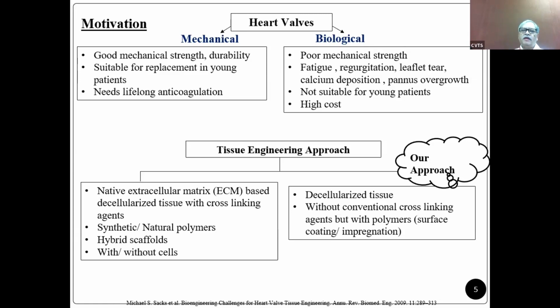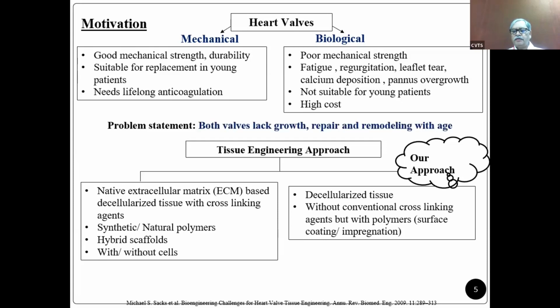So we thought that we can have a tissue engineering approach. This is our approach. Basically we need a three-layer structure. So we get native extracellular matrix, which is ECM-based decellularized tissue with cross-linking agents. Cross-linking is very important because it gives stability to the tissues. We can use cross-linking agents on synthetic and natural polymers. We can imbibe, impregnate basically, and make hybrid scaffolds with and without cells. Both we can make. We have used mesenchymal stem cells for cells. So what we need basically is decellularized tissue with conventional cross-linking agent, but with polymer surface coating and also impregnation.